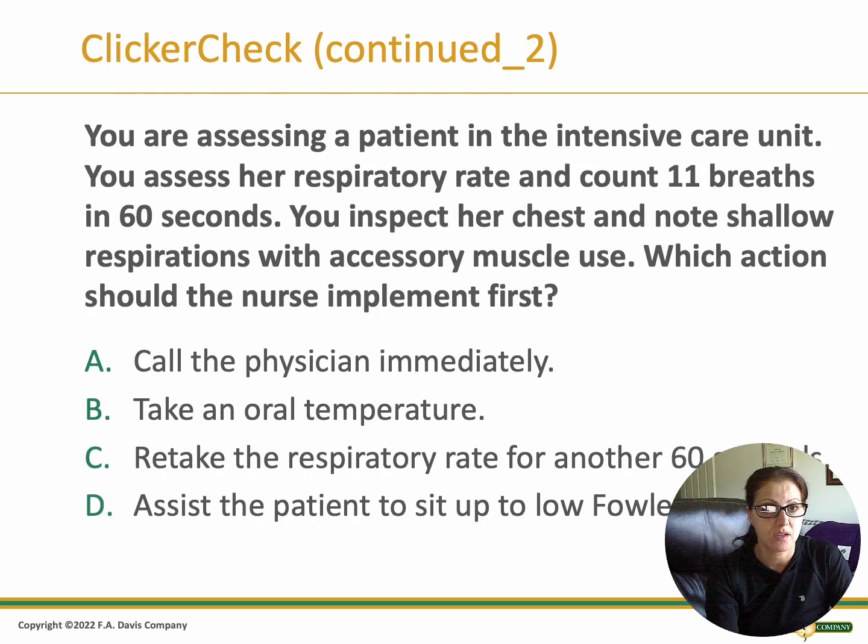So, question 3. You're assessing a patient in the intensive care unit, and you assess the respiratory rate and count 11 breaths in 60 seconds. You inspect their chest and note shallow respirations with accessory muscle use. Which action should you implement first? All right, so think least invasive to most invasive. And think really more what is pertinent based on the information that you're getting from this case.